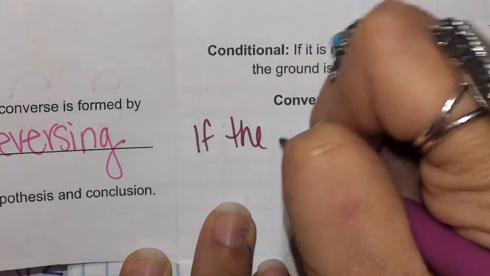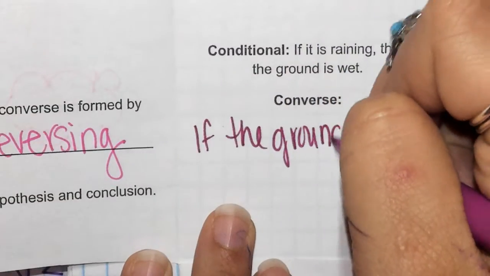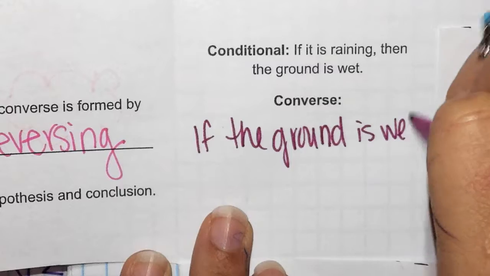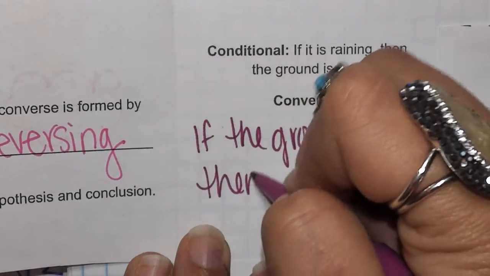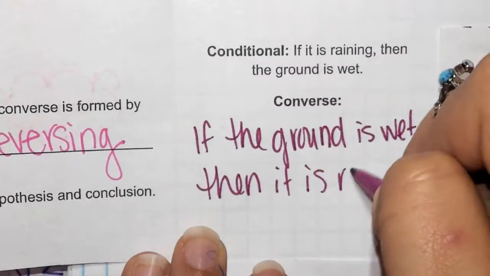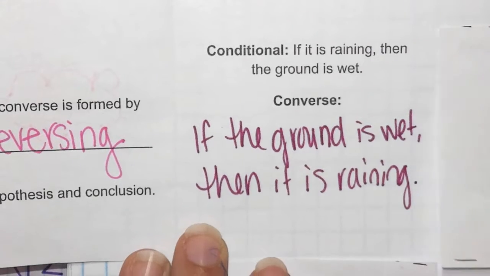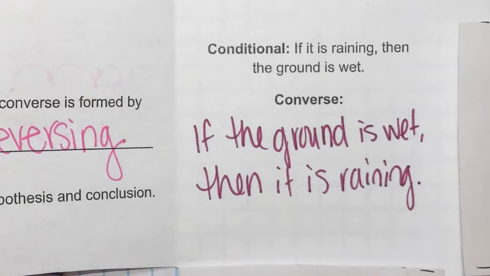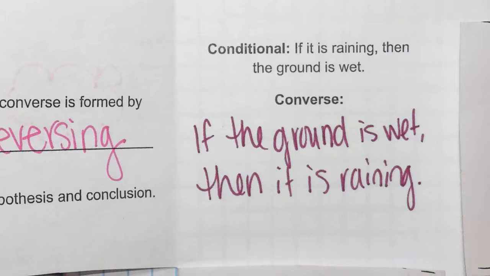If the ground is wet, then it is raining. Is that always a true statement? No. Give me a counterexample. Washing the car, if you just water your lawn. Like some people do that, and I think that's weird, but whatever. I don't have a fancy yard, so I don't worry about watering my lawn. What about in the morning when there's dew outside? Is the ground wet then? Yeah. Is it necessarily raining? No. Fantastic.